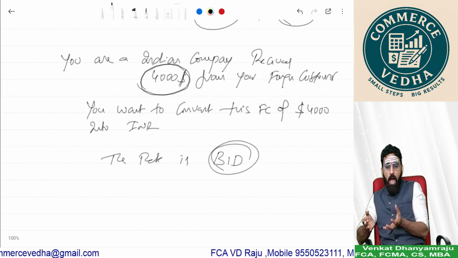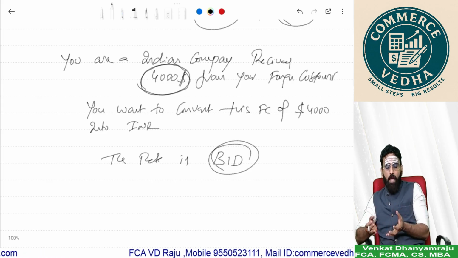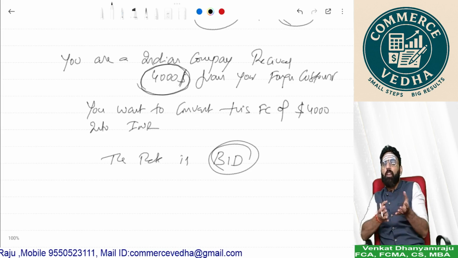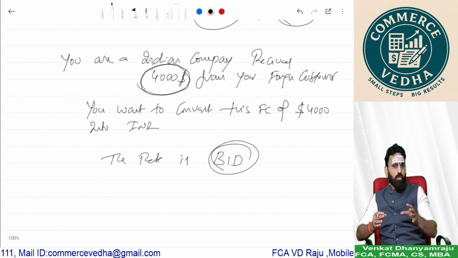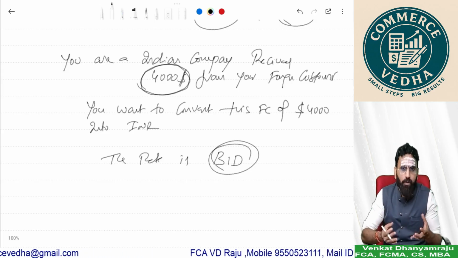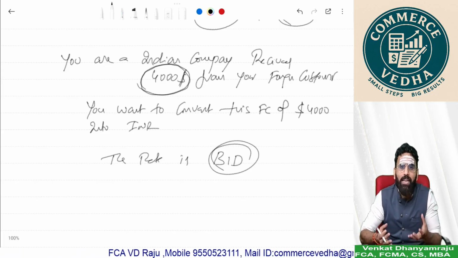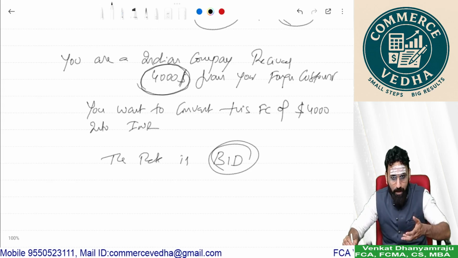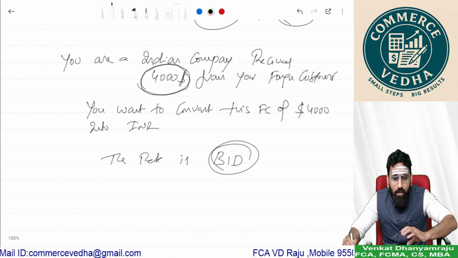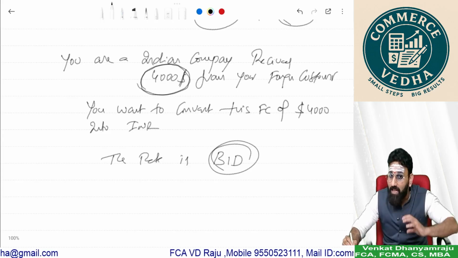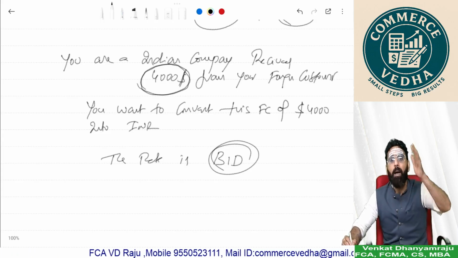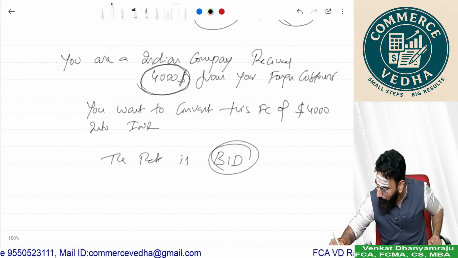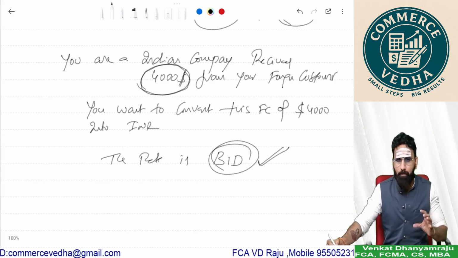As I'm an Indian company, I have $4,000. Now I want to convert into rupees because I cannot use dollars in India. To use for any payment purpose, I need Indian rupees. So I need to convert my dollars into Indian rupees. So I am selling the dollars to the banker. When I am selling the dollars to the banker, from the banker's perspective, he is buying. He is buying at which rate? Bid rate. So that is the simplest example.